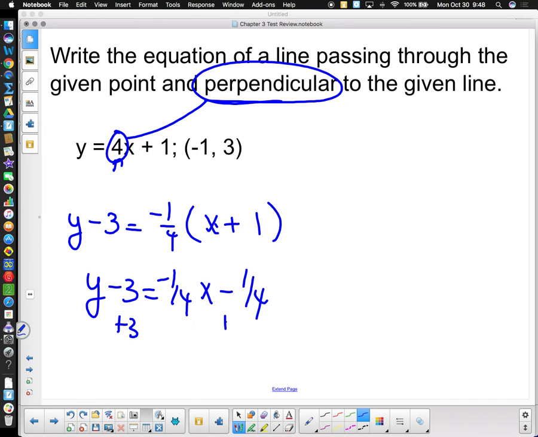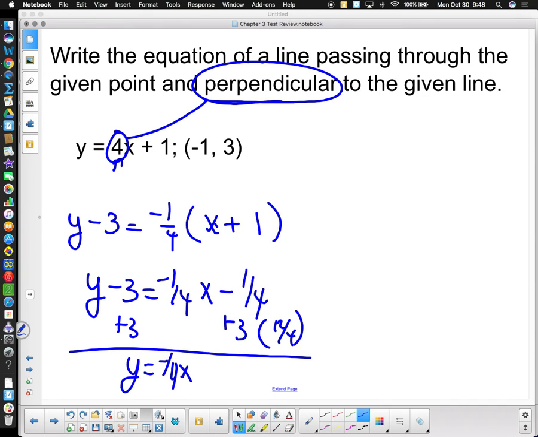And add 3 to each side. Now 3 is the same as 12/4. So y equals negative 1/4 x. It's terrible, 1/4. What happened there? Something really wrong happened there. Let's try that again. y equals negative 1/4 x, and then plus 11/4.